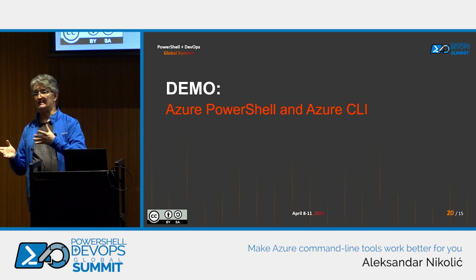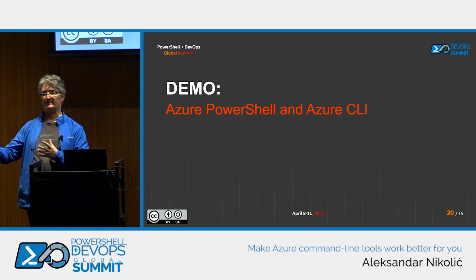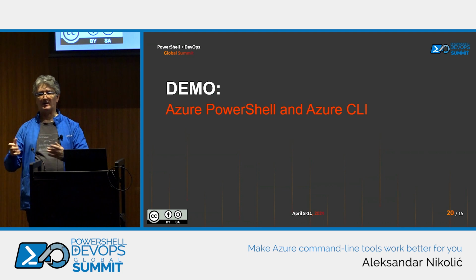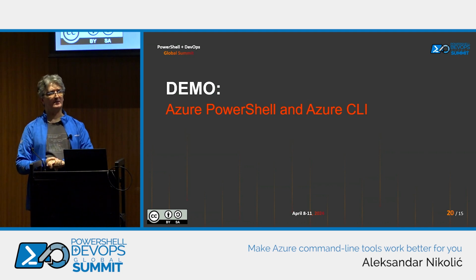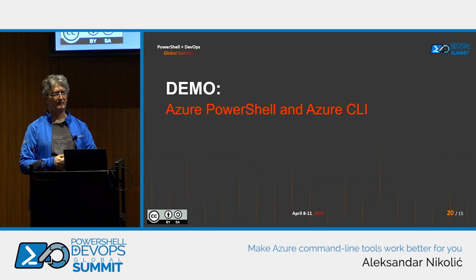Azure DevOps as a service is a completely different service that has its own API. And I'm not aware of CLI tools for working with the Azure DevOps service. Anyone? Is there any? I'm really not aware of that.